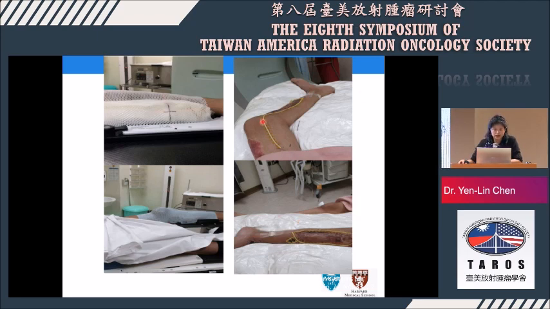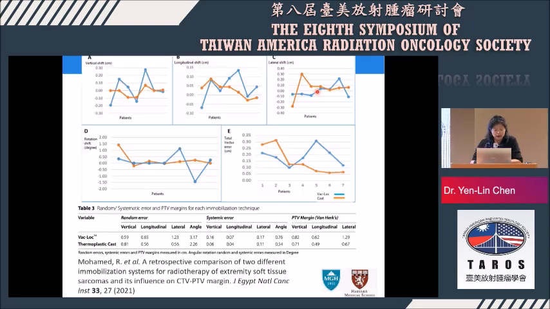Here's an example of a frog leg position. And here a very long wiring of the incision. The authors show that using custom immobilization or vac lock bag, the key thing is having rigid enough immobilization to limit the main points of movement, and both result in a reasonable reduction in the systematic error and random error. And therefore, the PTV can be adjusted accordingly. Without rigid immobilization, the PTV necessary may be over a centimeter.